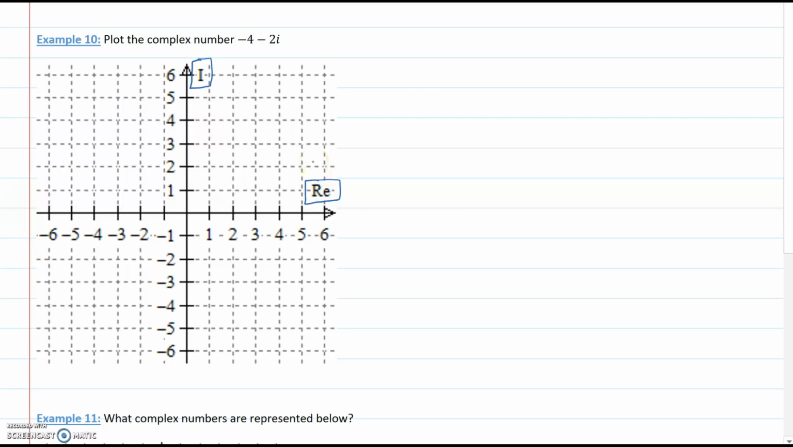Okay, so -4 minus 2i is a complex number. To turn that into a point, we're going to write it just like we write points normally. Normally it's an x comma y. Here we write the real part first, then the imaginary part. So it's going to be -4, -2.